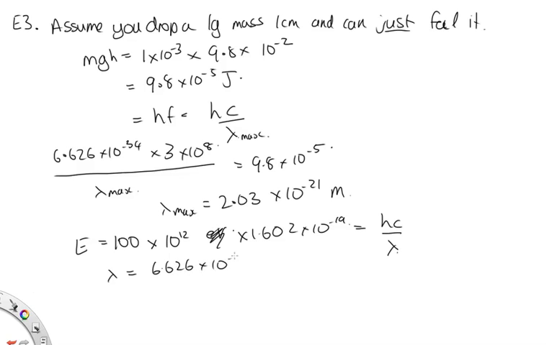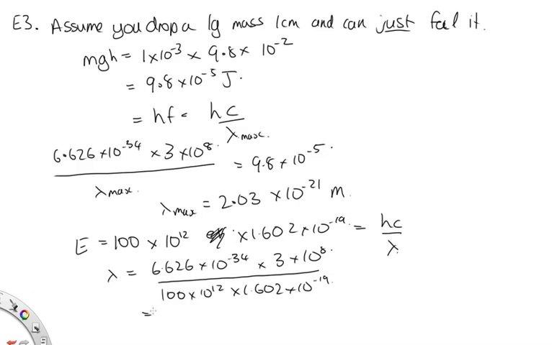And so lambda is equal to 6.626 times 10 to the minus 34 times 3 times 10 to the 8 over 100 times 10 to the 12 times 1.602 times 10 to the minus 19. And solving this, we end up with 1.24 times 10 to the minus 20 meters. These are actually very comparable. So there are photons which you could actually feel hitting you.